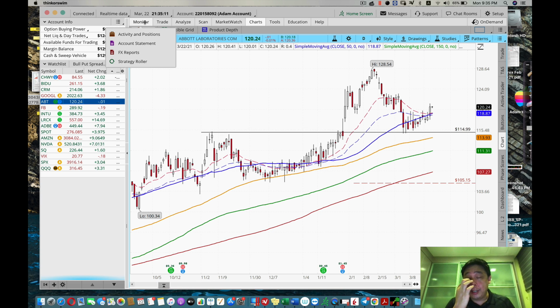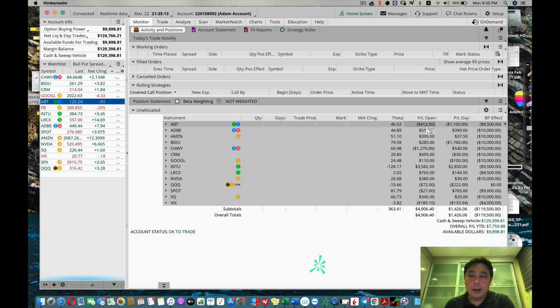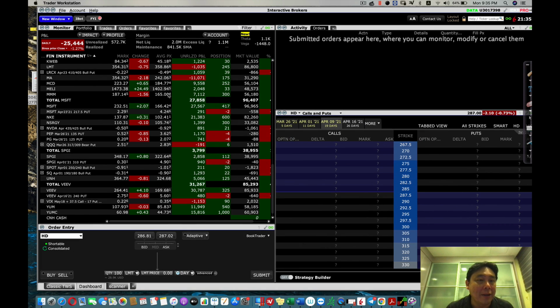Now Abbott, you see it jumped to now minus 412. Sometimes option prices can be a bit wonky in the first 1 hour, so it may not be very accurate. So by right, this should be a profitable trade, but because of wonky option pricing, it turns negative, right? But this guy should be positive. It should be positive, right?